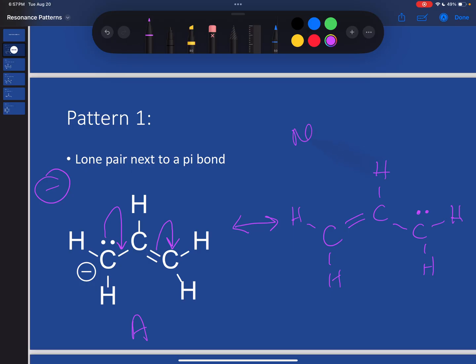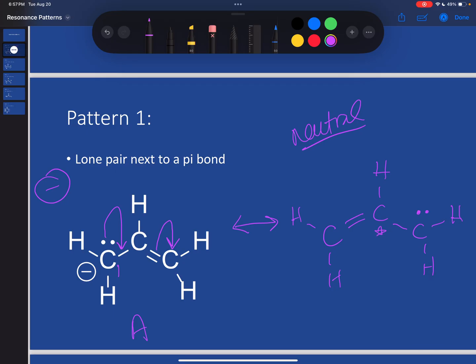So here it looks like I have a neutral compound. So I know I need to check my charges. So the first carbon that I had here had a negative charge. It gave up the electrons to form the pi bond. So it now has 3 covalent bonds, but it has a complete octet, so it should be neutral.